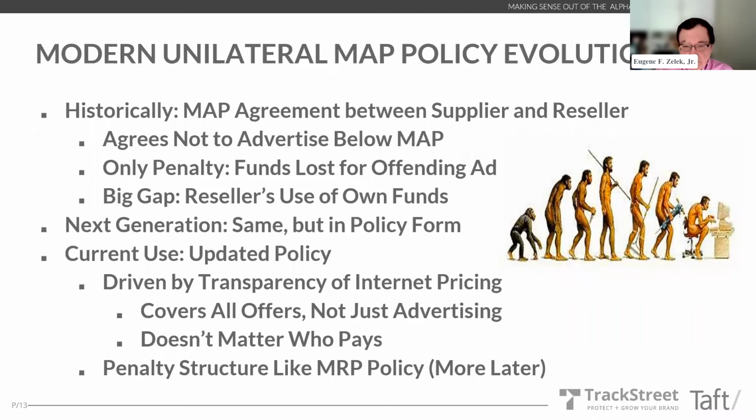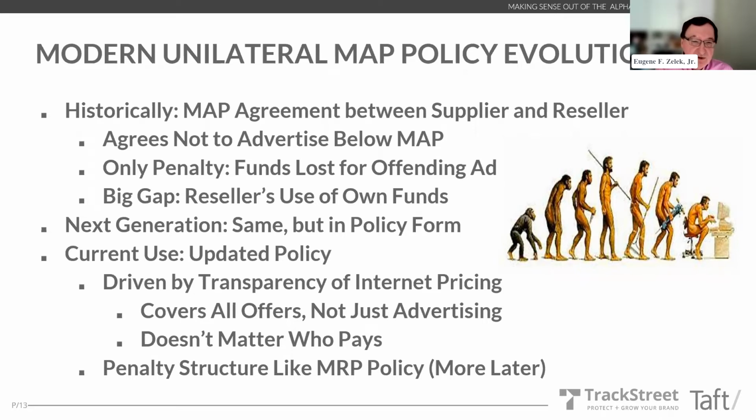So to give you a real life example, Nintendo historically has used a sort of an old-fashioned MAP policy that only covers funds that come from Nintendo. So if Walmart wanted to run a special on Nintendo products at a very low price, as long as Walmart was paying for the ad or the roto or whatever it was, Nintendo had nothing to say about it. So there's nothing wrong, and we'll talk about the legal aspects of this, but there really is nothing wrong with using MAP agreements in this fashion, as long as you understand the limitation typically and the penalties.